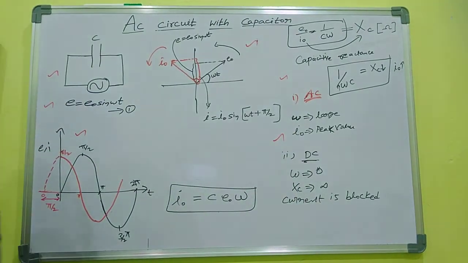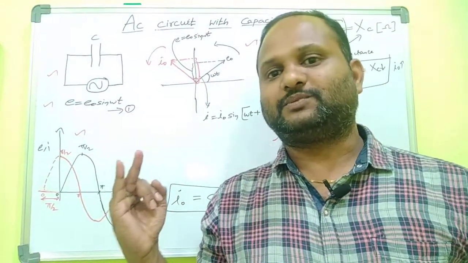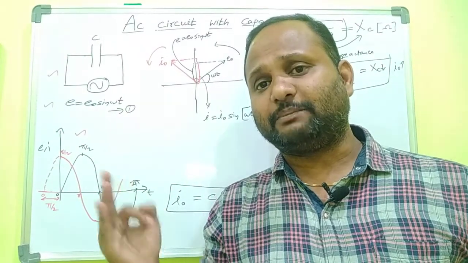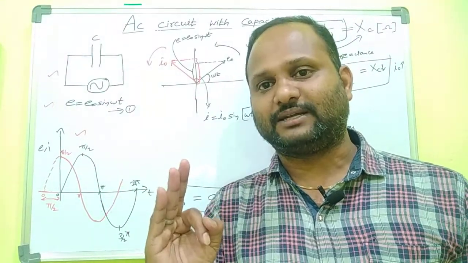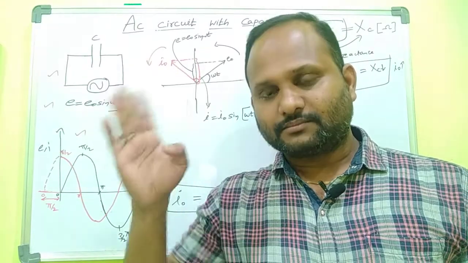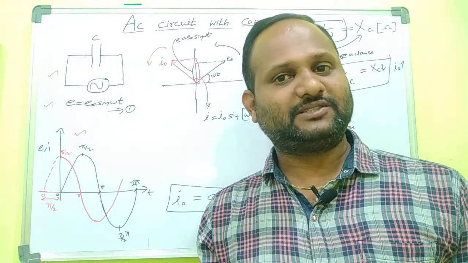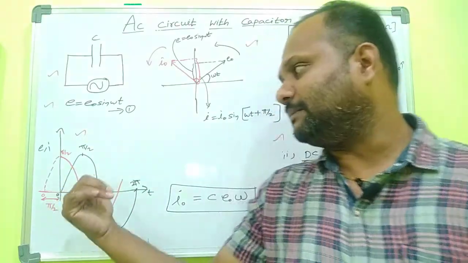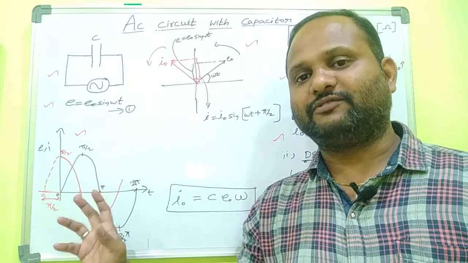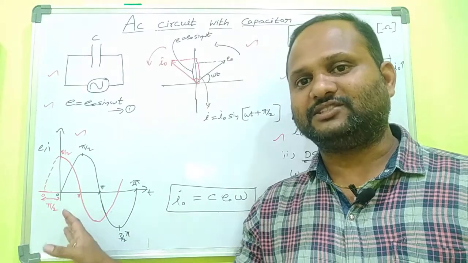So first one is the diagrammatic representation, second one is E equal to E naught sin omega t, the expression for instantaneous EMF, third one is I is equal to I naught sin omega t plus pi by 2, the instantaneous value of current. Fourth one is the phase difference between EMF and current. Current leads the EMF by the phase angle pi by 2, or EMF lags behind the current by the phase angle pi by 2. Fifth one is the representation of the wave diagram, how the wave diagram for EMF and current looks in the capacitor with AC circuit.